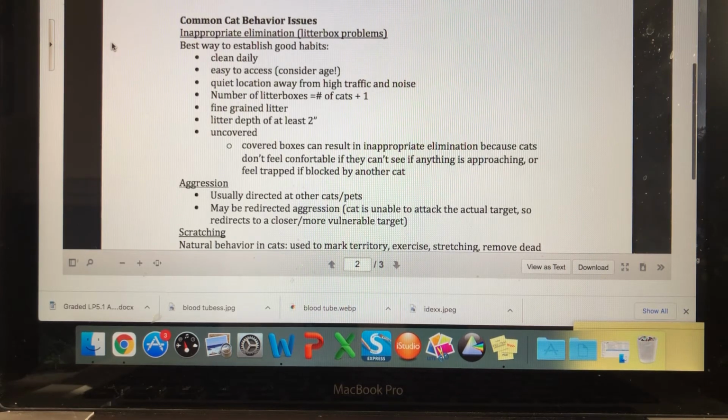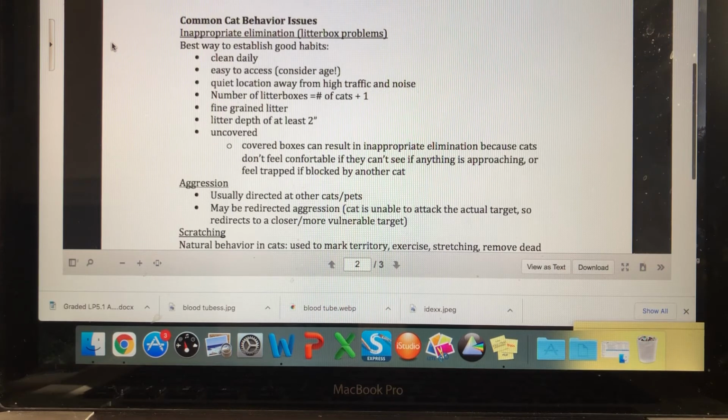We want the litter box located in a quiet area. Cats don't like to be disturbed when they're using the bathroom. Kind of like all of us, I'm sure. So having a quiet location is going to be better for cats. Things like the laundry room aren't great places.